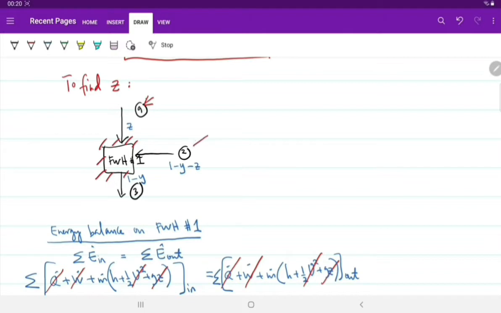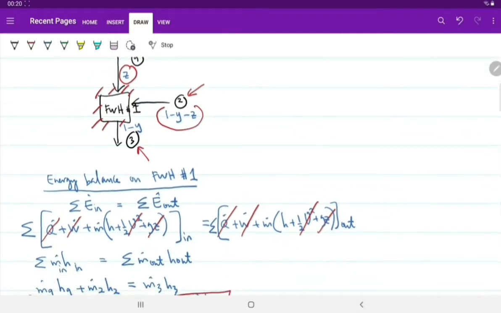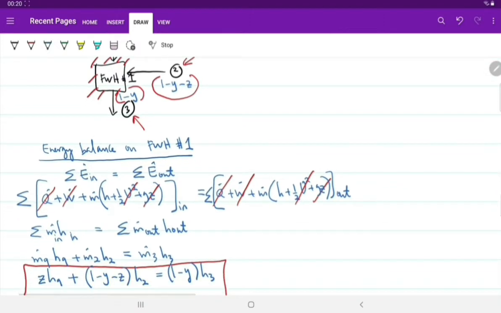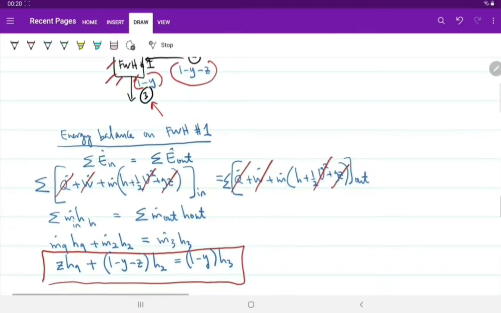This is point number 2, and this is point number 3. Okay, Z mass fraction at number 9, 1 minus y minus Z mass fraction at point number 2, and 1 minus y fraction at point number 3. Okay, similar concept, we apply energy balance.